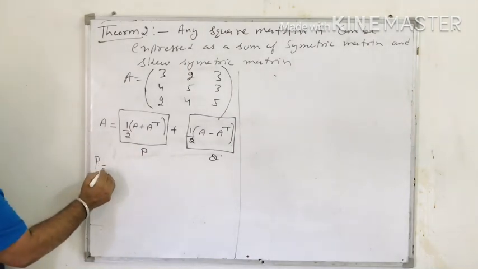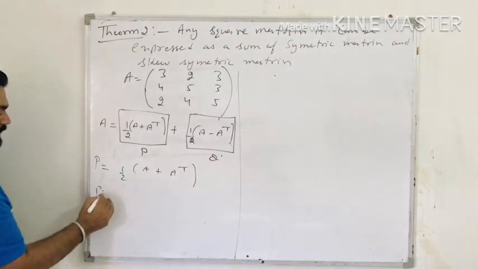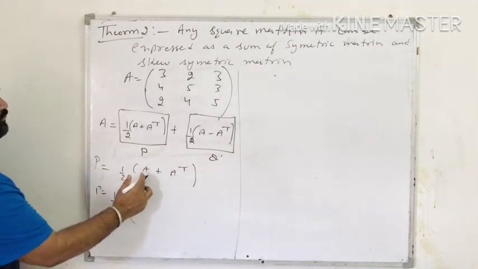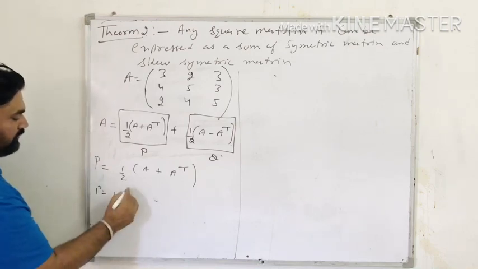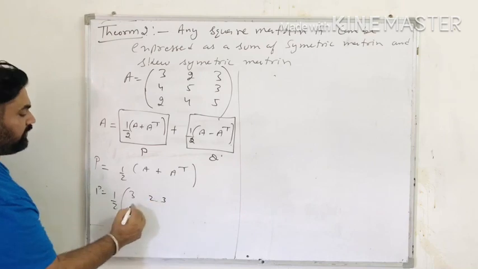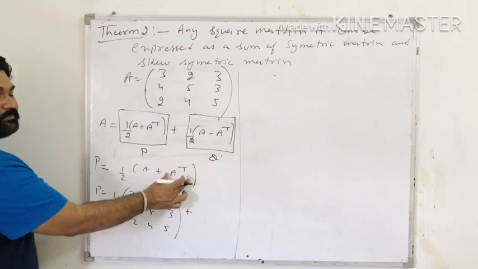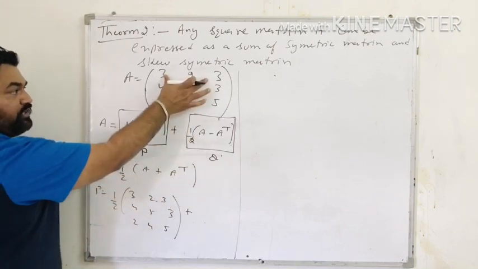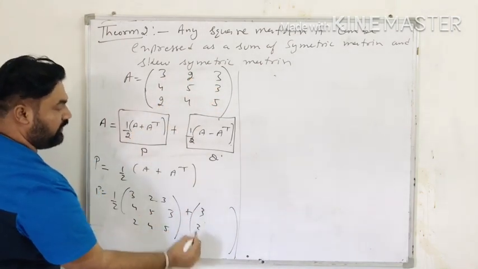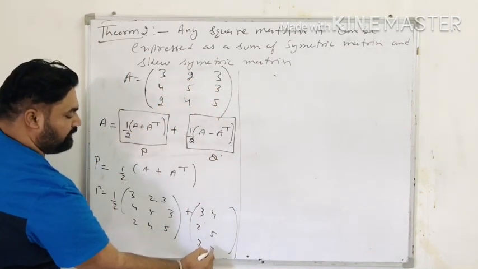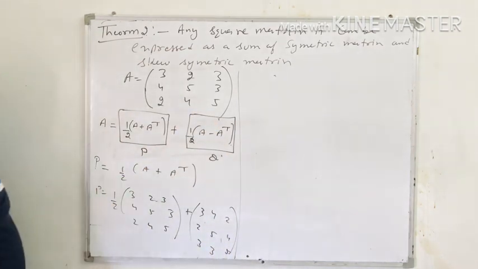Now what is P? Half of A plus A transpose. Now P equals half. What is the value of A? [3, 2, 3; 4, 5, 3; 2, 4, 5] plus A transpose. A transpose means changing rows into columns. So [3, 4, 2; 2, 5, 4; 3, 3, 5].